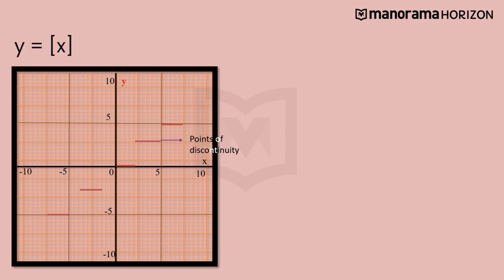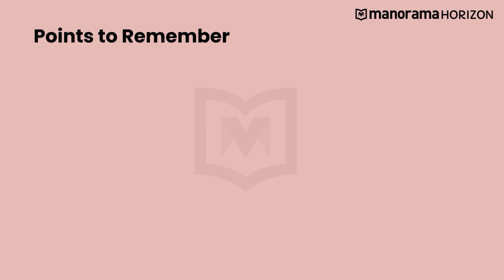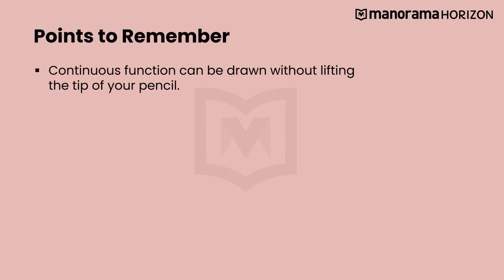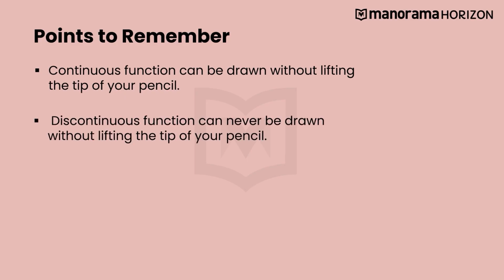The graphical way of doing it is something different. But of course, this is not the classical or mathematical way to do it. That we will see next. But before we go to that point, I want you to have this point deeply written in your mind: a continuous function is a function that can be drawn without lifting the tip of your pencil, while a discontinuous function can never be drawn without lifting the tip of your pencil.